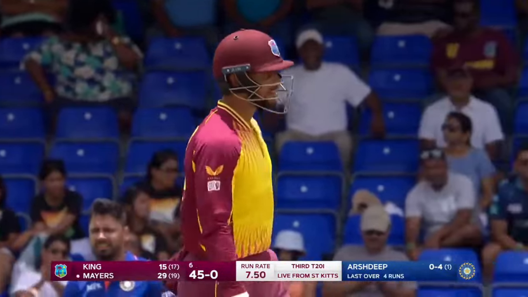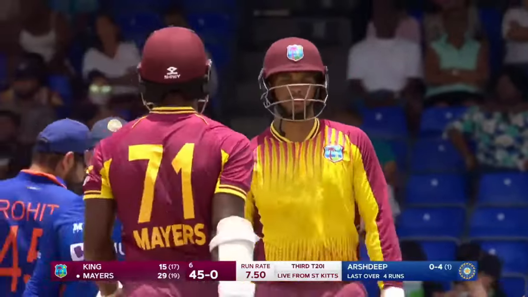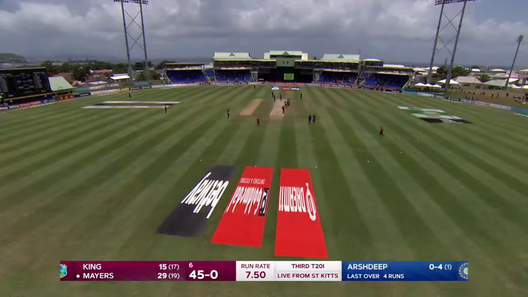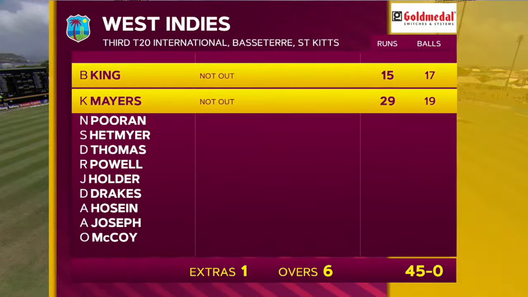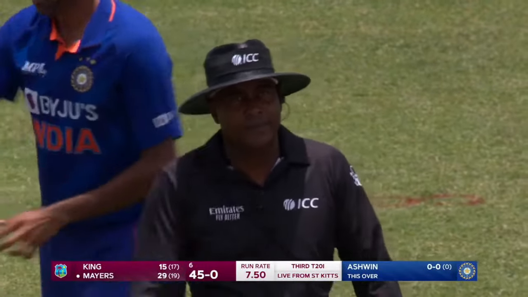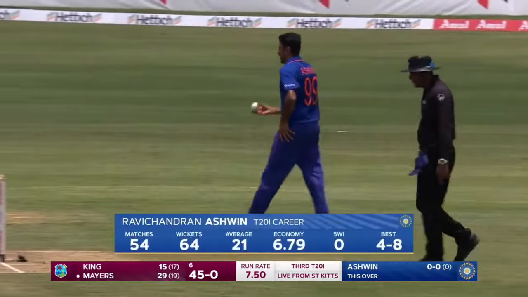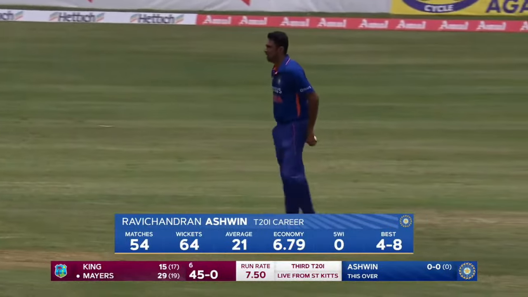The end of the power play. West Indies ended yesterday 46 without loss. Today, 45 without loss after six. Pooran and Hetmyer slotted in at 3 and 4. Just confirmation of that first power play ending. West Indies setting themselves up with a nice solid base. Wickets in hand. Ravichandran Ashwin, the new bowler for India.